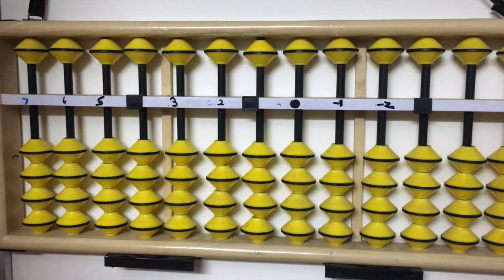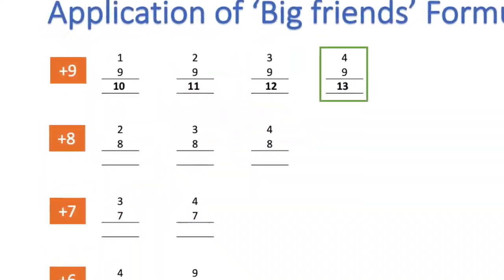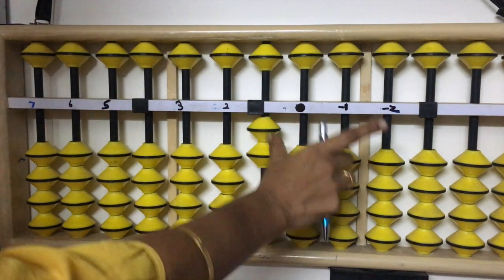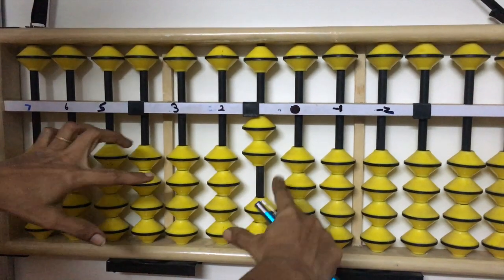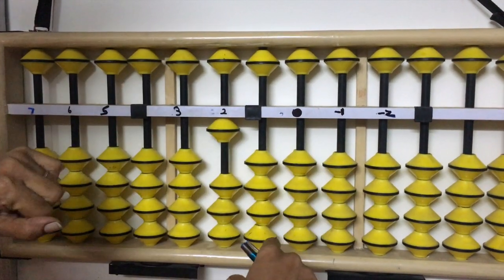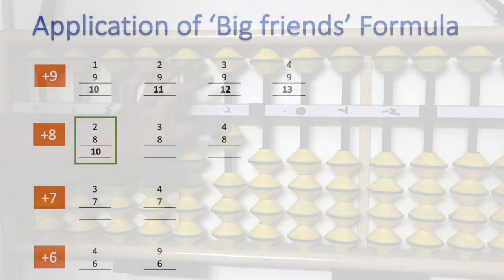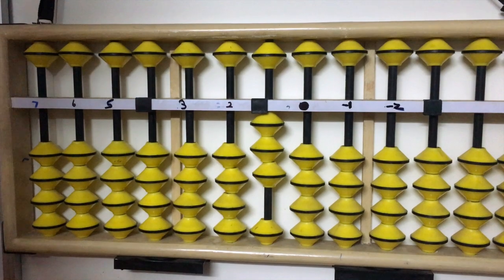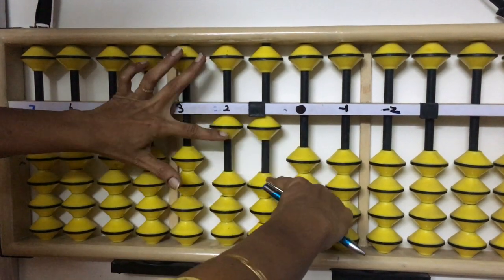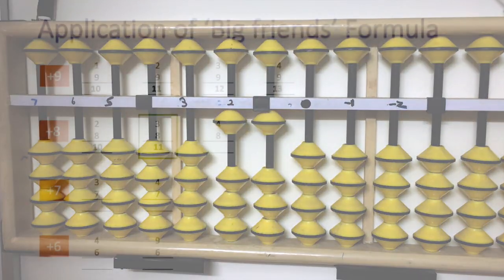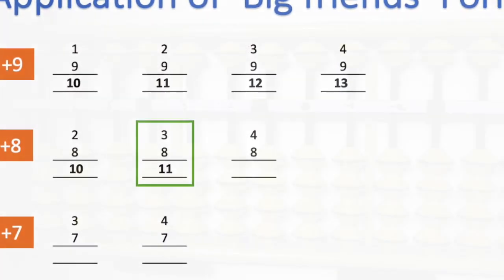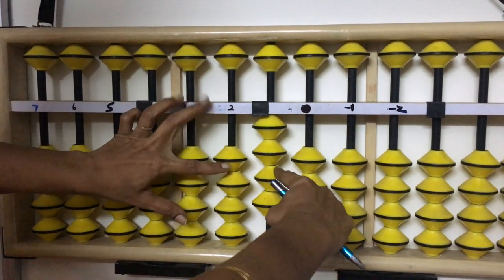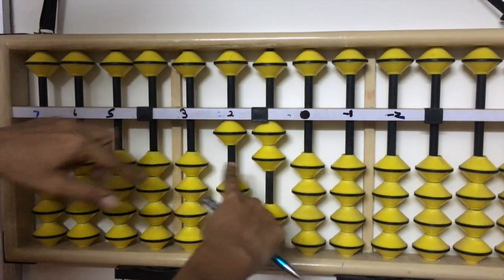Now we are going to add 8. Friend of 8 is 2. Now first sum 2 plus 8. 2. To add 8, minus 2 plus 10. Value is 10. Next, 3 plus 8. 3. To add 8, minus 2 plus 10. Value is 11. Next, 4 plus 8. 4. To add 8, minus 2 plus 10. Value is 12.